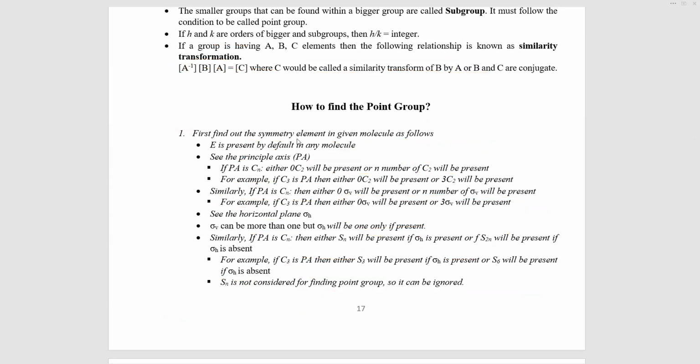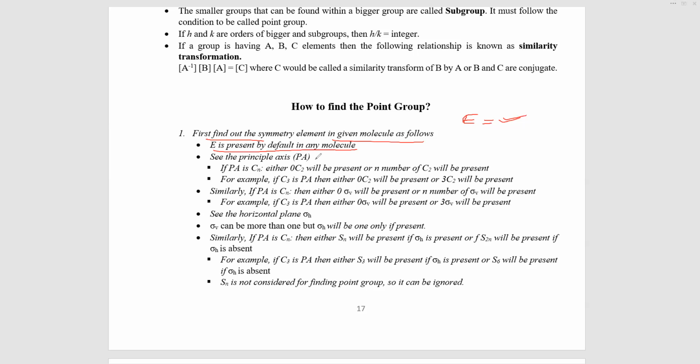Now we have to discuss how we can find out the point group. So this is the main important thing. How can we find out the point group? For that purpose, we need to go through some steps. The first step is we have to find out the symmetry elements in the molecule. How many symmetry elements and which kinds of symmetry elements are present in the molecule, that we have to find out. For example, E is present by default in any molecule. E means identity. Identity is an element which is present in all molecules by default, meaning we can blindly say that E is present in the molecule.